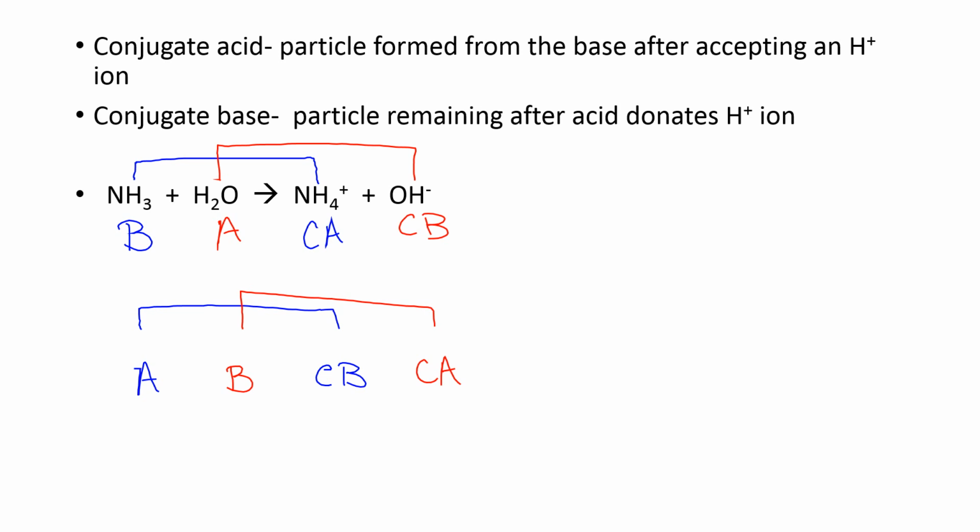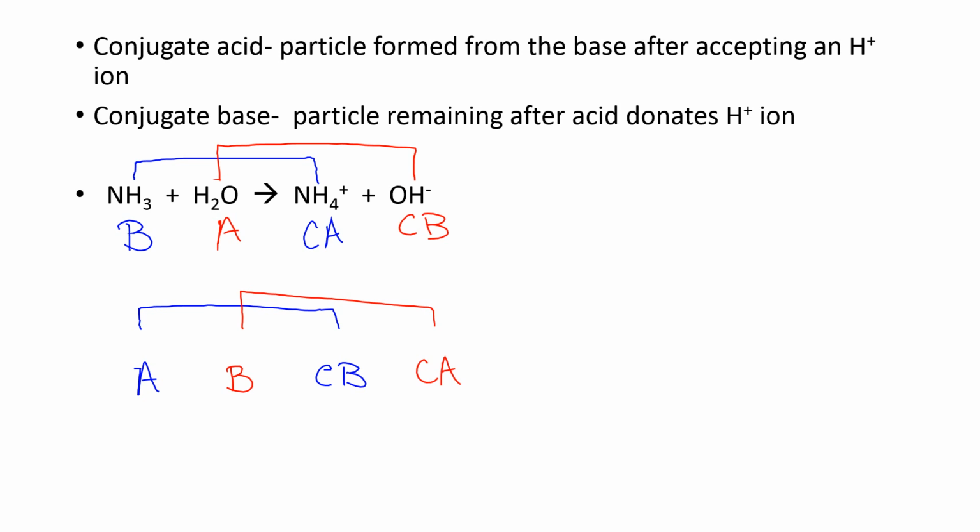So you want to see what happened to the ammonia from the reactant side to the product side. It went from being NH3 to NH4+. So it added a hydrogen or accepted a hydrogen. So this is our base and it becomes our conjugate acid. With the water and hydroxide, water went from having 2 hydrogens to having 1. So it donated a hydrogen. So it's our acid and it becomes our conjugate base.